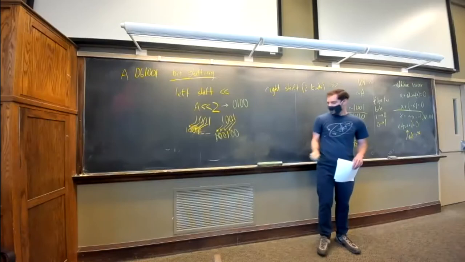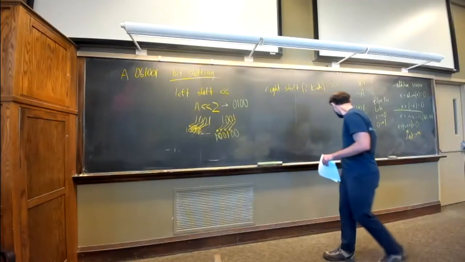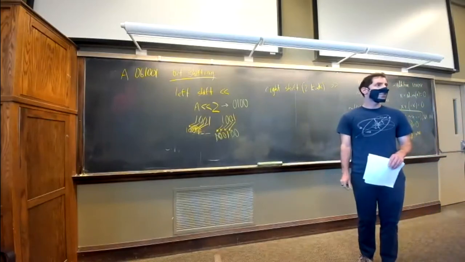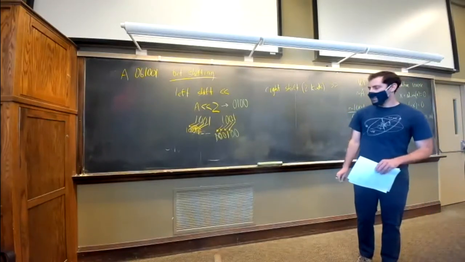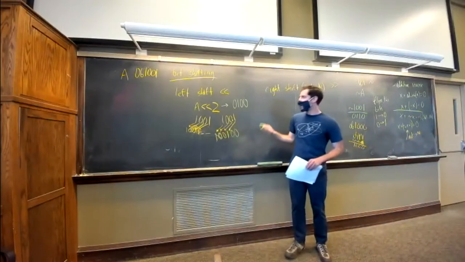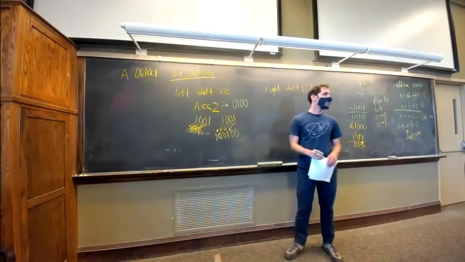So for any n value of shifting, A shifted over by n, the last n digits of the new binary number are going to be 0? That's right. Yeah, we'll fill in n zeros from the right.